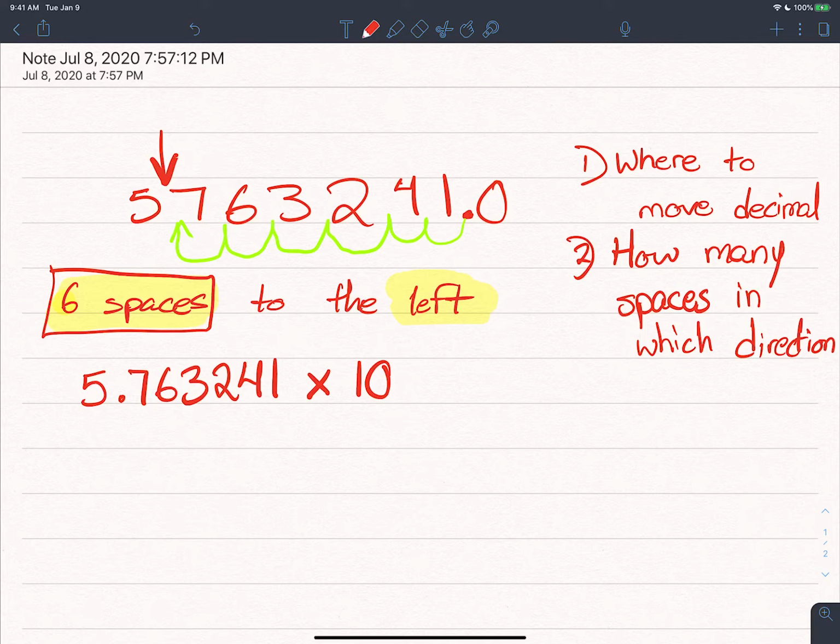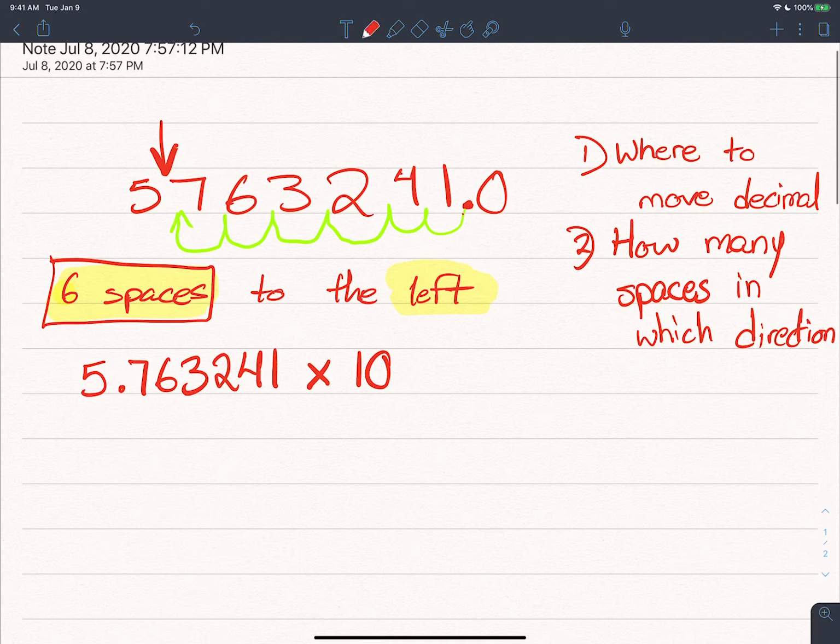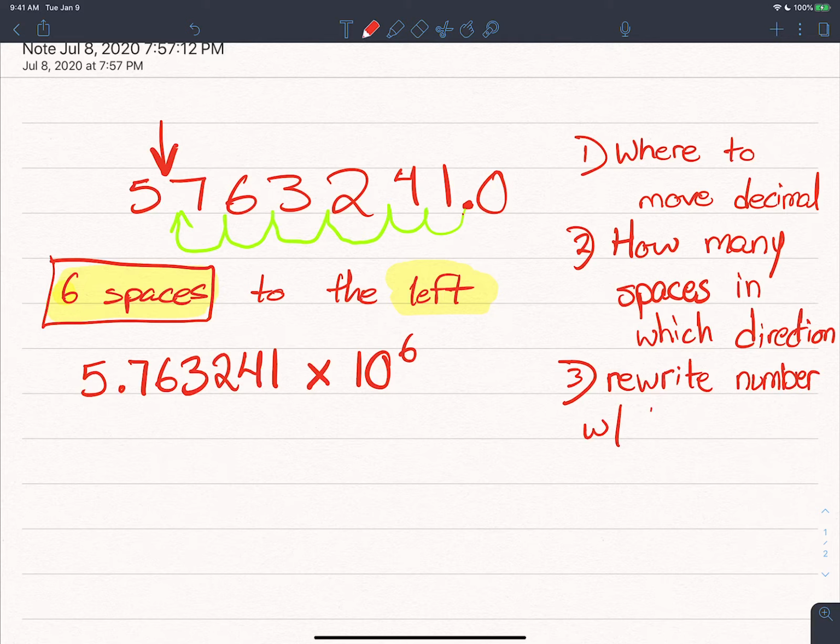So the exponent's going to change, and it's going to be 10 to the 1, 10 to the 2, 10 to the 3rd, to the 4th, to the 5th, to the 6th, right? So we have our exponent as 10 to the 6th. So we ask ourselves where to move the decimal point, how many spaces and in which direction, and then we rewrite the number with the decimal point moved.